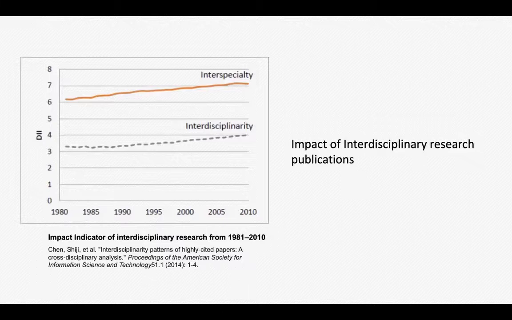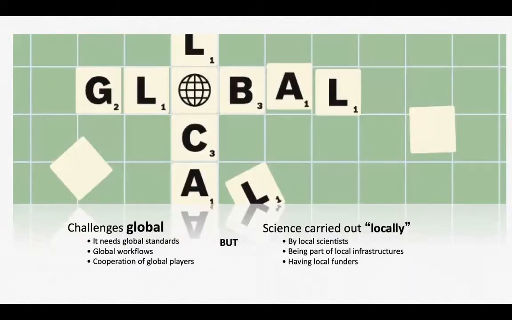So pointing back to the UN's goals for sustainability, our challenges are global. We need global standards, global workflows, global cooperation amongst researchers. However, science is mostly carried out locally by scientists as part of a local infrastructure or institutional infrastructure.